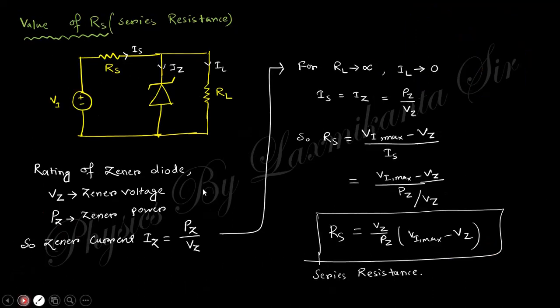Okay. The value of Rs, the series resistance, can be found out very easily using Kirchhoff's law. You know the Zener voltage and Pz is the Zener power. Then the Zener current can be found out by power by voltage. For RL tends to infinite, IL must be 0. So Rs equals voltage by current. The voltage along that one is the Vz, and the maximum voltage will be like that. So finally you will get this one. So from this expression you will get the value of series resistance.